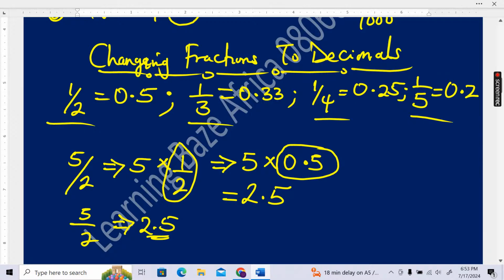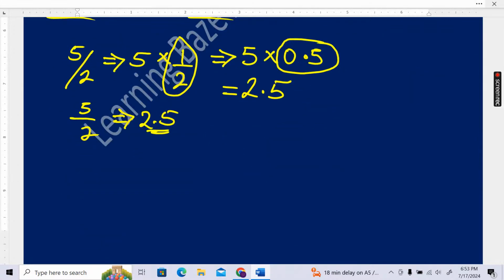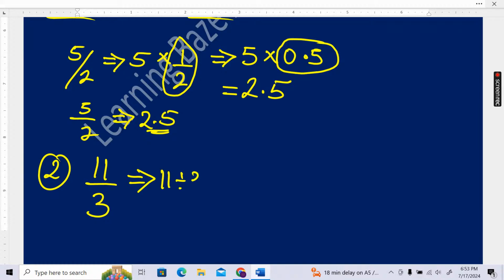Amazing. So let's continue. So let's look at more examples. How can you change 11 over 3 to decimal? Now let's use the other way. Let's convert 11 over 3 to a mixed number. That is 11 divided by 3. How many times will 3 divide 11? That's 3 times. That's 3 whole number, remainder 2 over 3.